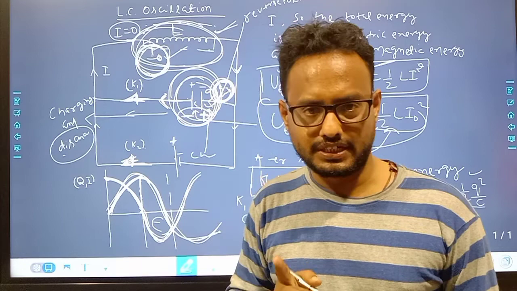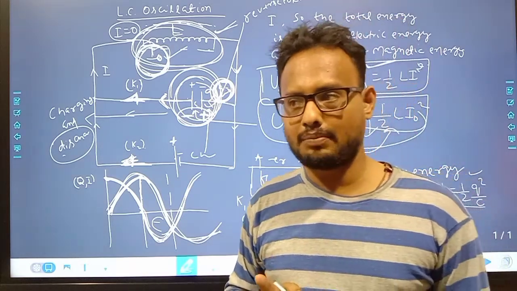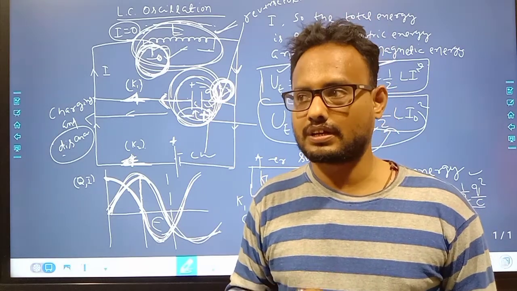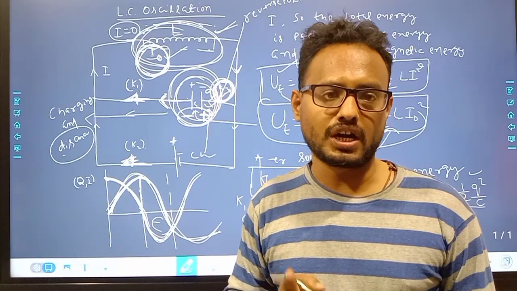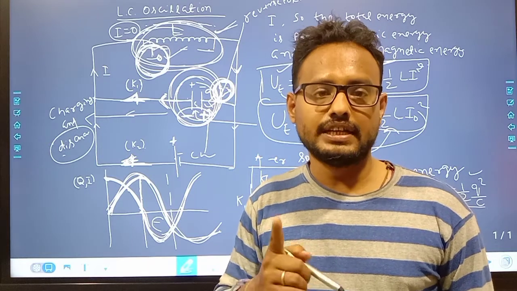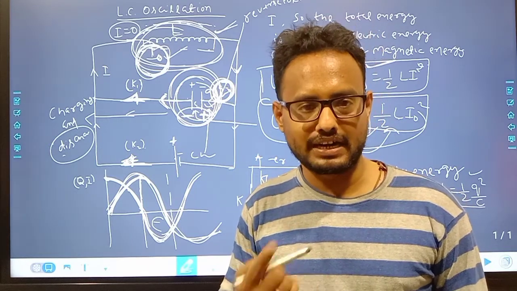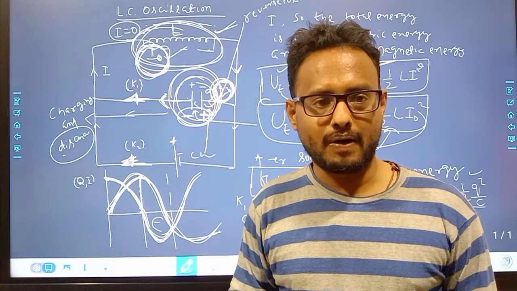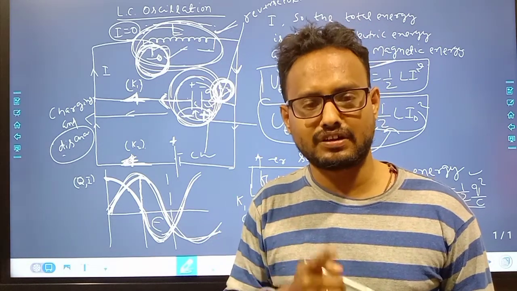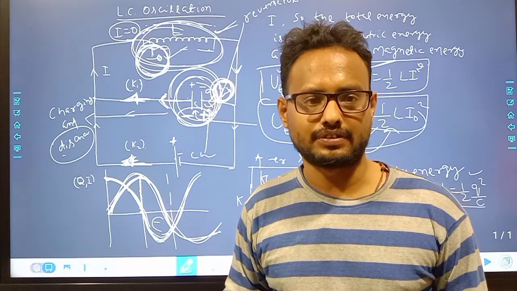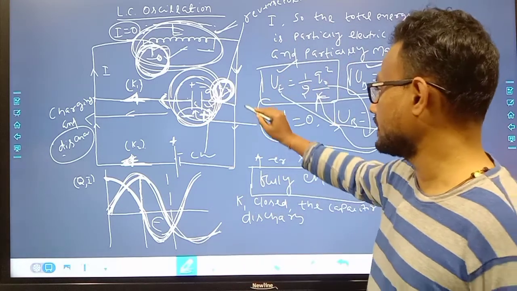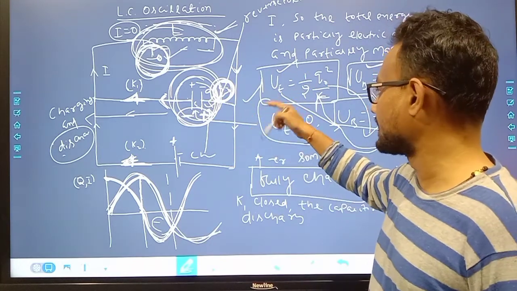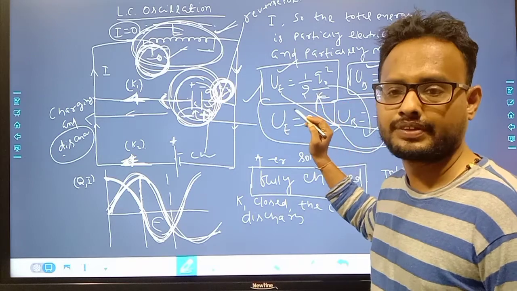Clear? So there is a qualitative idea in your syllabus. So what do you mean by LC oscillation? When a capacitor circuit is connected to a non-resistive inductor circuit, the electrical energy is converted into magnetic energy and the magnetic energy is converted into electrical energy, but periodically reverses direction. So this is called LC oscillation. Okay, so this is all about your LC oscillation. Means electrical energy is converted into magnetic energy and magnetic energy is converted into electric energy.